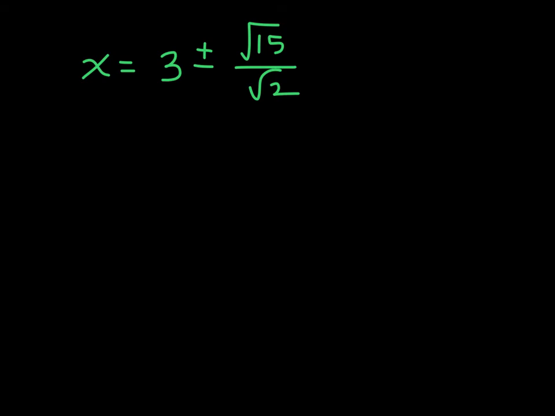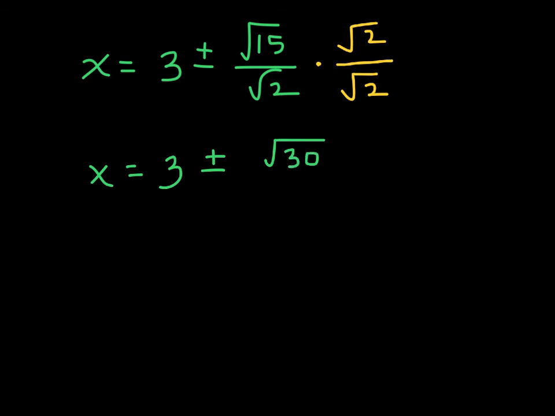I can get rid of that square root if I multiply the denominator and the numerator, really, by the square root of 2. Because then you will have 3 plus or minus, this would be the square root of 30, that's 15 times 2, and then the square root of 2 times the square root of 2 is just the square root of 4, which is 2, no radical. So now this has been simplified.